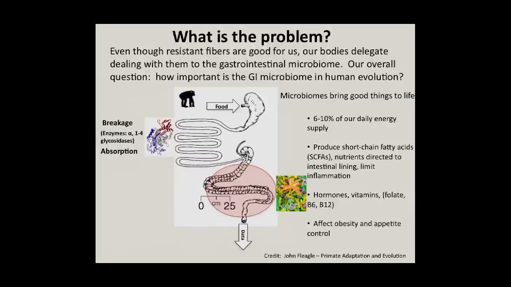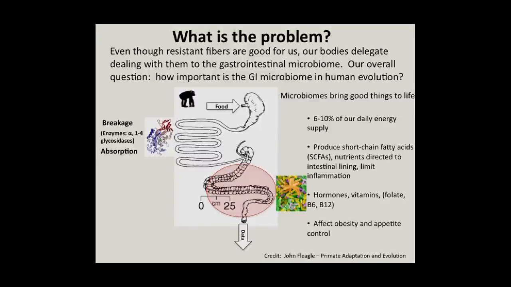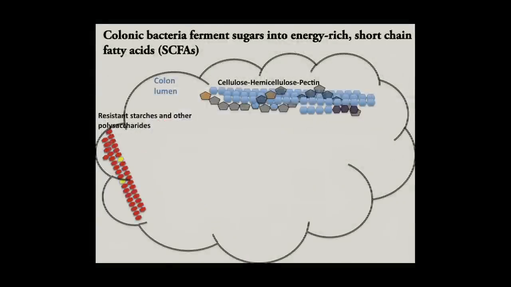We're extremely interested in the fact that microbes produce hormones and vitamins. And of these, B vitamins might be very, very important, including folate, B6, and B12. And I'll touch on that just a little bit later. But these are very important vitamins in terms of brain development. They also affect obesity and appetite control. So some of the ideas that we have about fat probably at this point now need to involve the microbiome, the gastrointestinal microbiome.